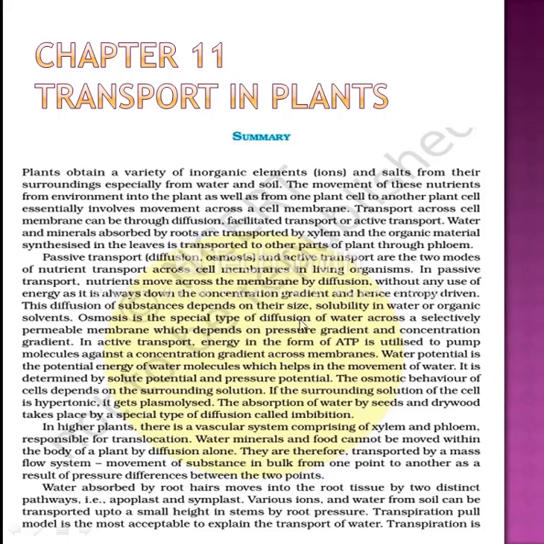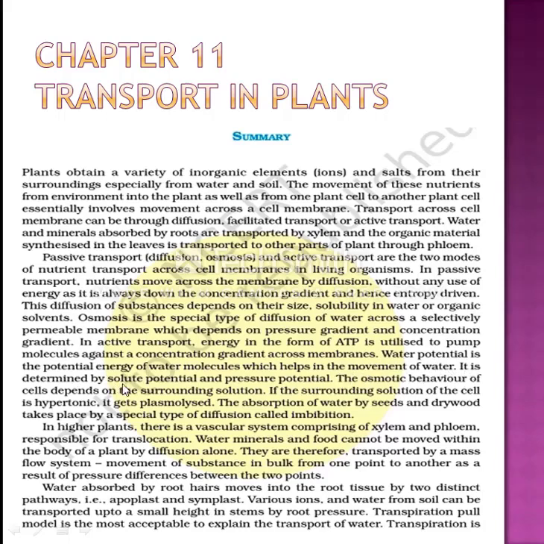Osmosis is a special type of diffusion of water across a semi-permeable membrane, which depends on the pressure gradient and concentration gradient. In active transport, energy in the form of ATP is utilized to pump molecules against a concentration gradient across membranes. Water potential is the potential energy of water, which helps in the movement of water.